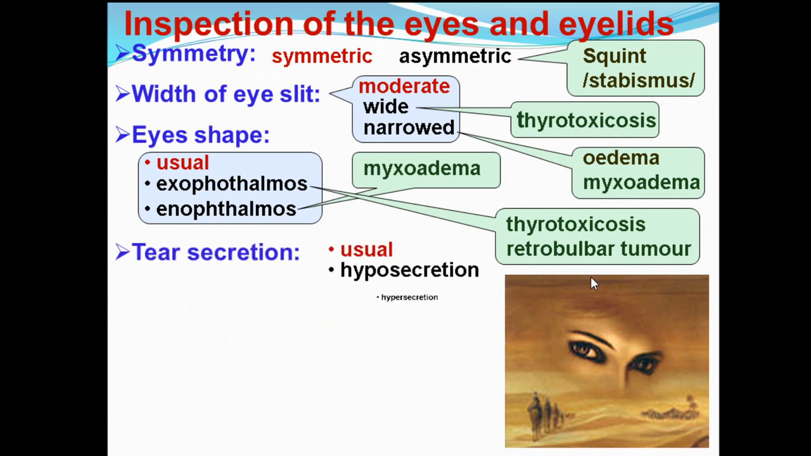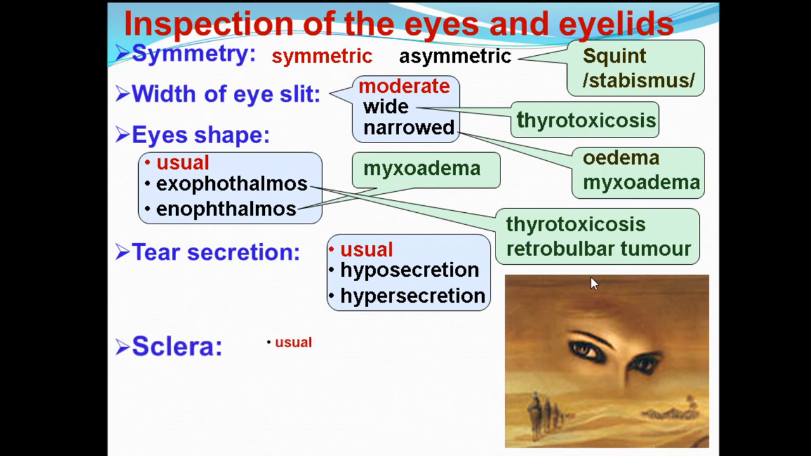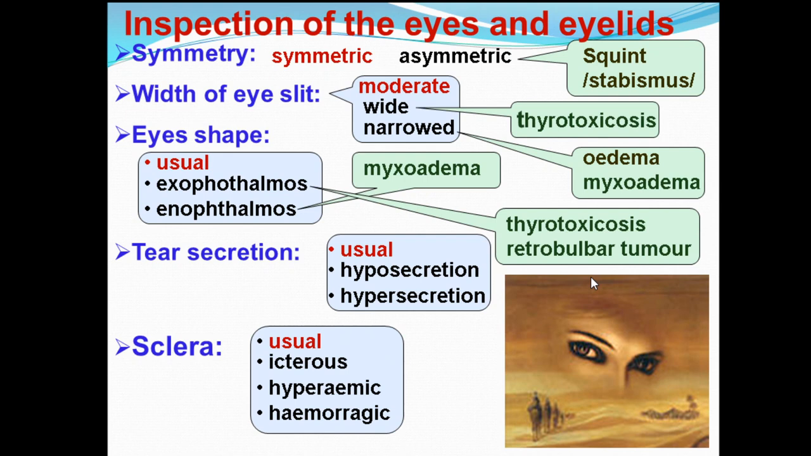We'll pay attention to tear secretion, usual, invisible, or maybe hypersecretion and hyposecretion, when the eye becomes dry and as a result is accompanied with some pathology of the eyes. We'll pay attention to the sclera, which is usually white color and assessed as usual. In pathology, it may be yellowish color, icterus, red color, hyperemic, and we can see some hemorrhagic spot. And obligatorily pay attention to pupils, which are the glass of the central nervous system. Any pathology with the brain is obligatorily manifested with changing size of pupils.